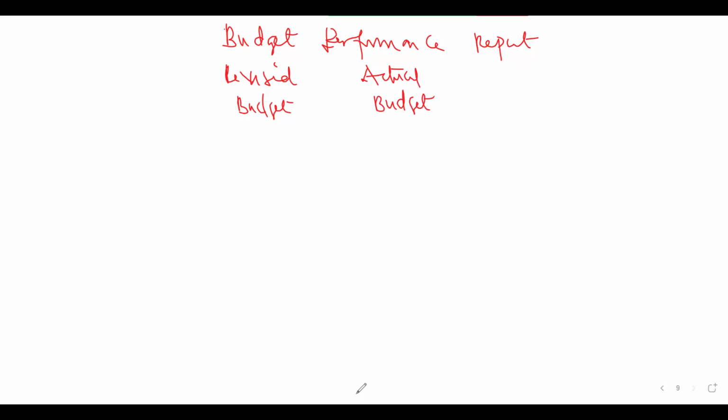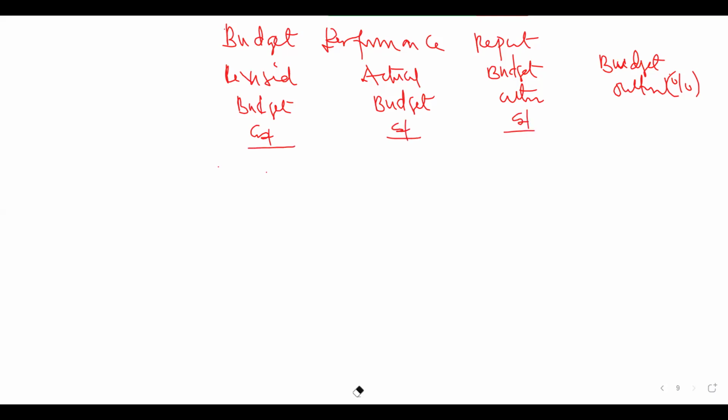Then you have your budget outturn in amounts. So you can calculate the budget outturn in figures, and you have the budget outturn using percentages. So let's now have the amounts, which is a currency here, and the budget outturn in percentages.